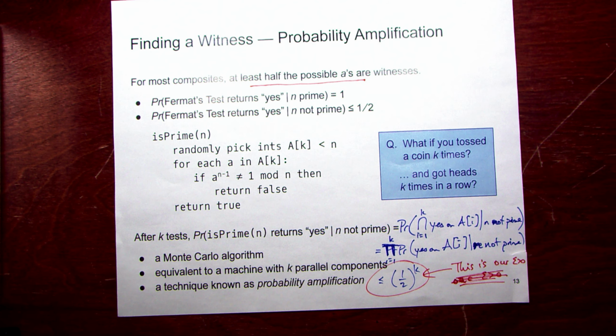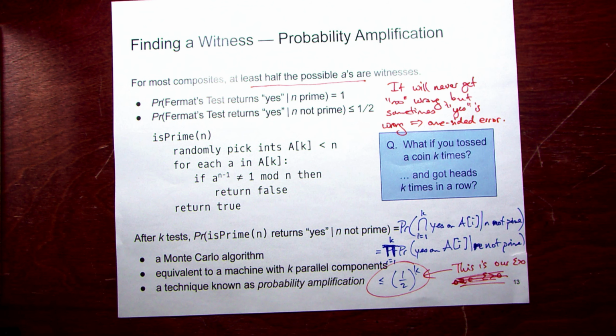So it will never get no wrong, but it will sometimes get yes wrong. And this is what's known as a one-sided error. Okay, but still, this is the industrial strength algorithm for finding primes that is used today.